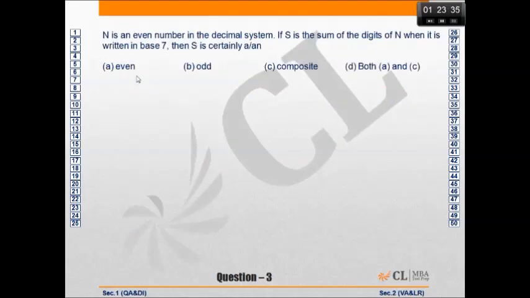N is an even number in the decimal system. S is the sum of digits of n when it is written in base 7. S certainly should be even? So 2 in base 10 will still be 2 in base 7. Let's say an even number, 8 in base 10 will be 11 in base 7. So the sum of digits is 2. So it can certainly be even. Even is fine. It cannot be composite, it could be 2 also, so it need not be composite, it could be prime. For example, here we are getting 2. Okay, choice A. Again, a round one question.